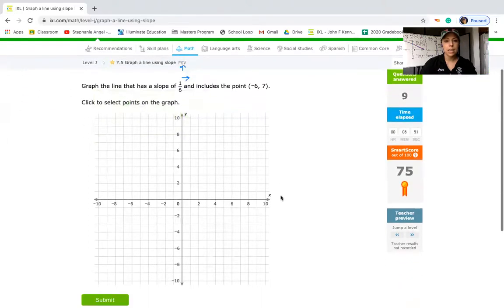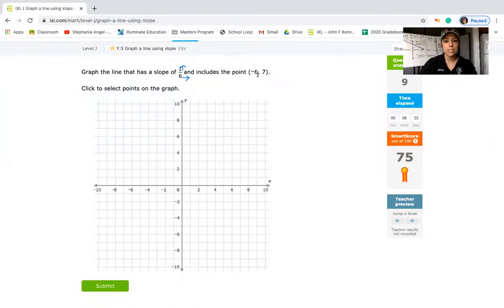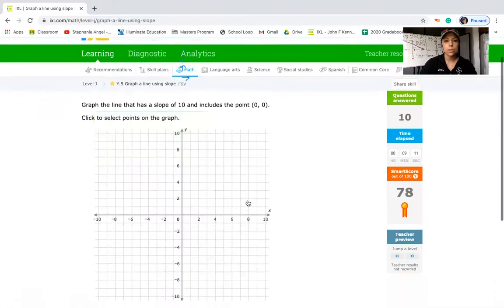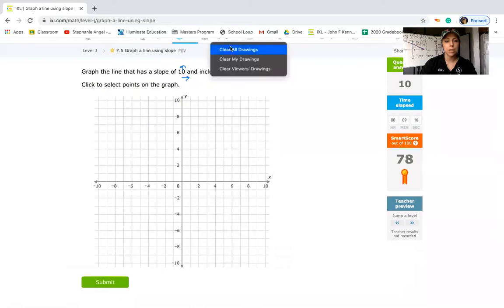Click submit. Now we have a point. Oh, look, I can do this again. I have a slope of 1/6, starting at the point -6, 7. This time I'm going up 1, and right 1, 2, 3, 4, 5, 6. And if I did it again, up 1, right 6, it leads me to another point. Submit. Cool. This time I have a slope of 10, which means, let me clear all those.